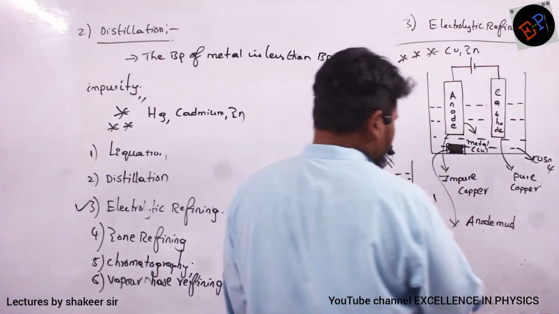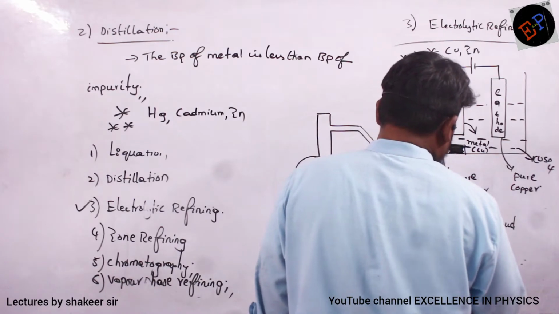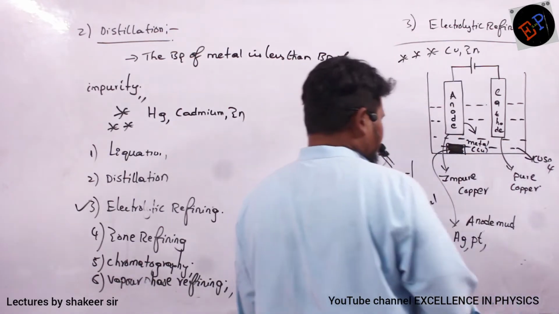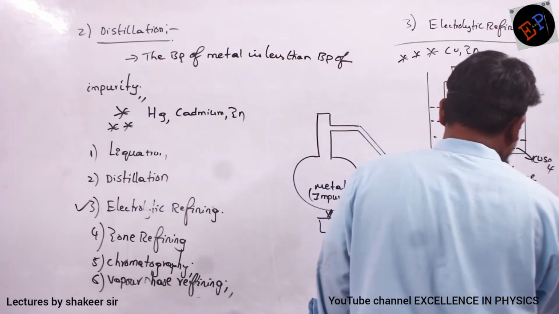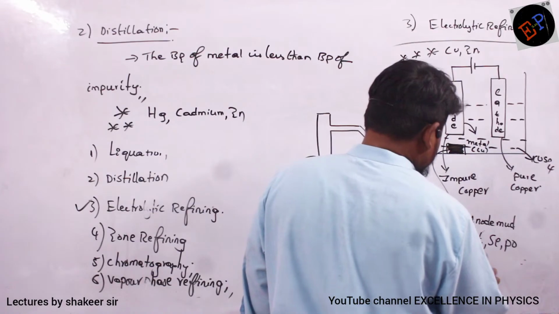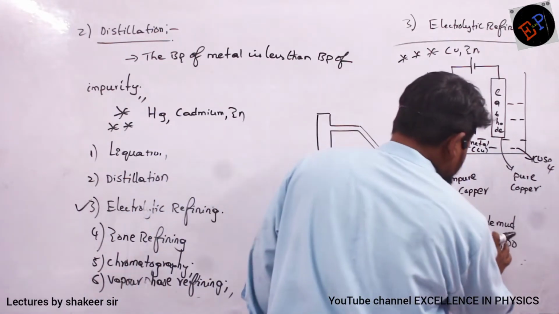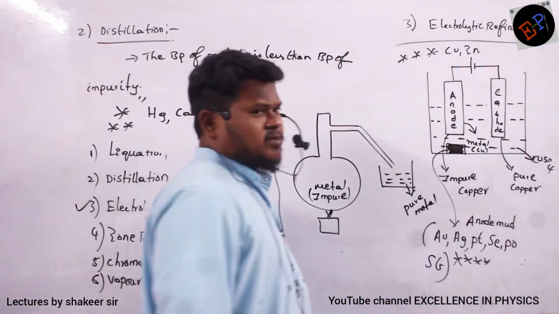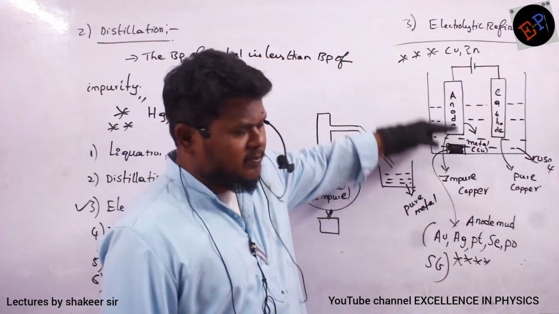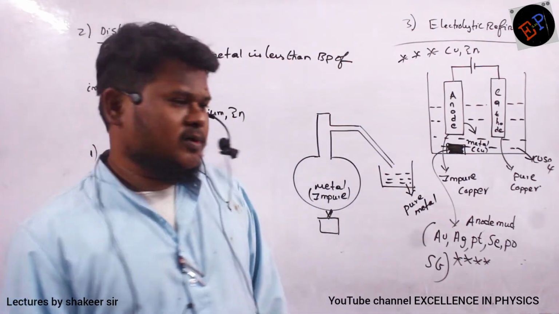So here what are the different types of impurities we can find? We can find gold also, we can find mercury also, we can find platinum also, we can find selenium also, we can find polonium also, we can find strontium also. So these are the examples again which you are supposed to remember. Are you able to understand? So these are the impurities which are present in this impure anode, and they will be deposited continuously as anode mud inside the same anode. Are you able to understand?